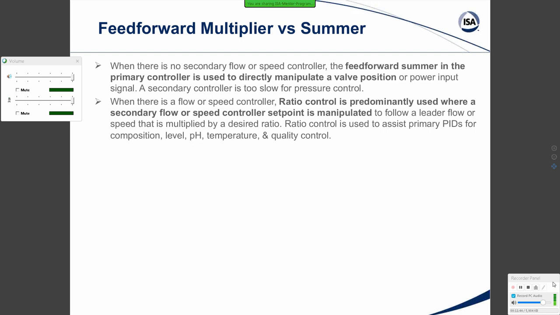When there is a flow or speed controller, and we have cascade control, so there is a flow or speed controller as a secondary controller, people sometimes call that an inner loop controller. Ratio control is predominantly used where a secondary flow or speed controller set point is manipulated to follow something that's leading the way, a leader flow or speed, that is multiplied by the desired ratio.